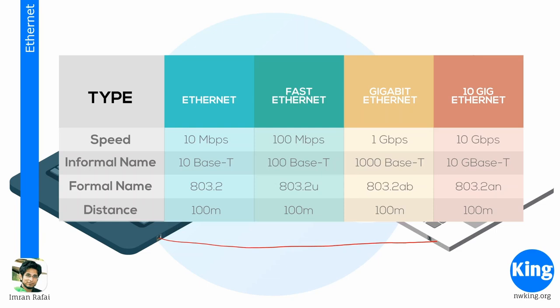So before we go ahead, we look at the types of Ethernet that are available. When you say Ethernet, we're referring to the 10 Mbps Ethernet. It has a formal name of 802.3 and an informal name of 10 base T. Whenever you see 10 base T or 100 base T or whatever these informal names, at the end you see a T. When you see that T, you need to know that it is referring to a cable called UTP cable.